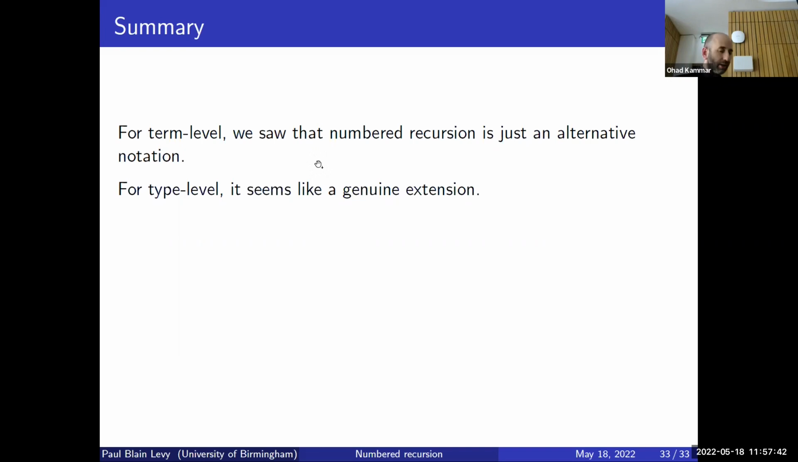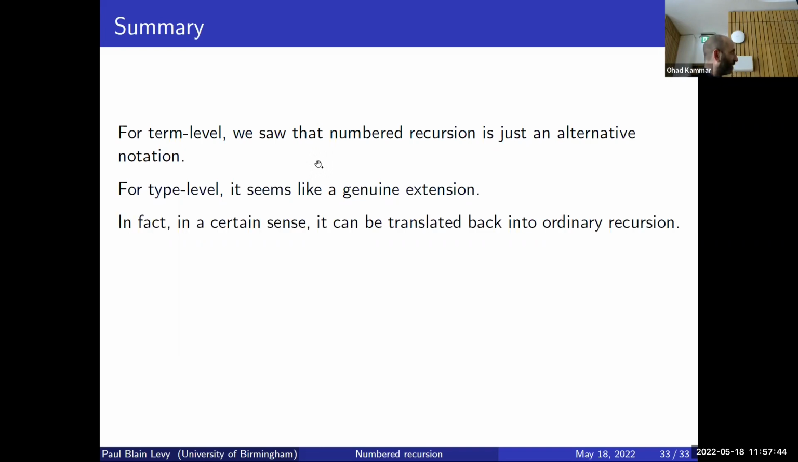For type level, the way I set it up, it looks like a genuine extension, but in fact, even with all these caps on recursive types, you certainly can translate back. You have to associate to each alpha the endomap that it denotes, which can be expressed by a term. So you can do a syntactic translation backwards that preserves denotational semantics.